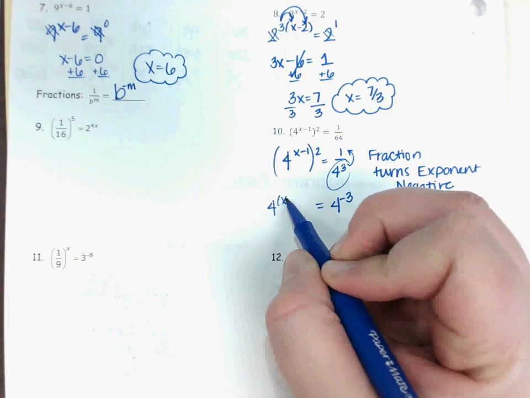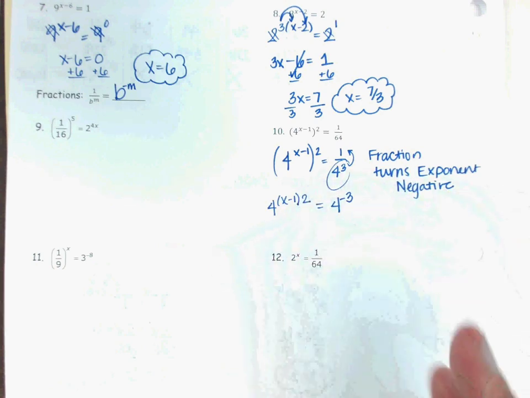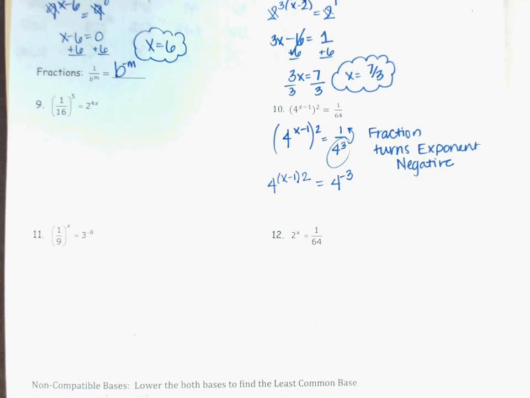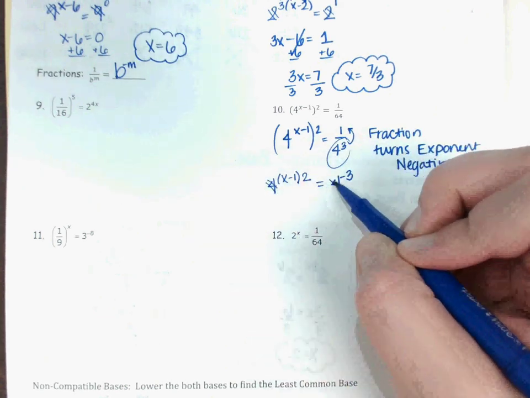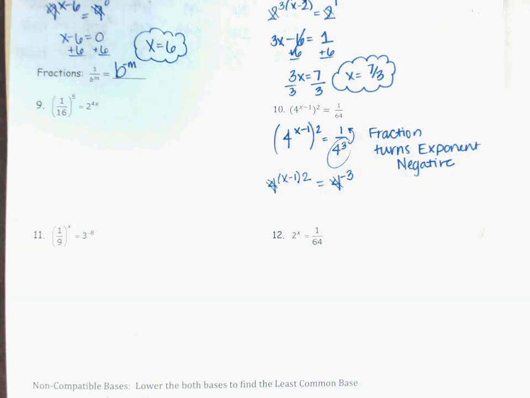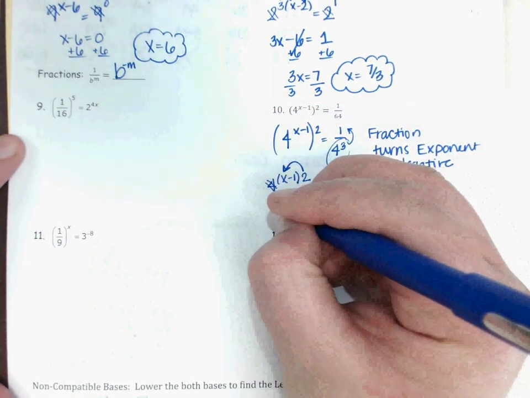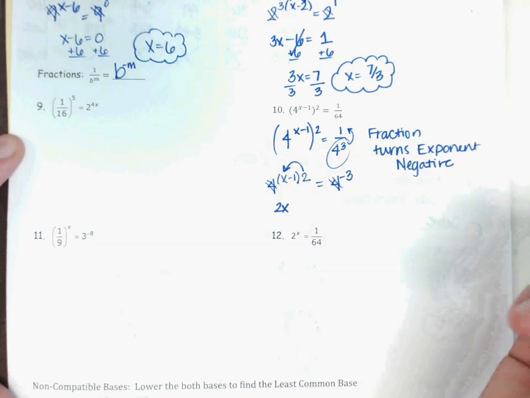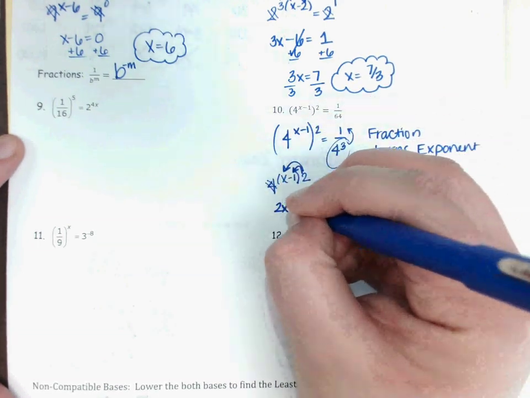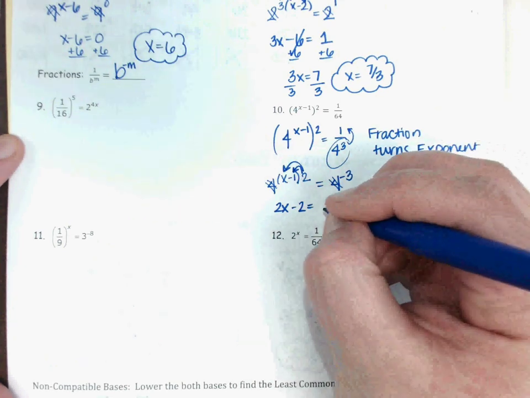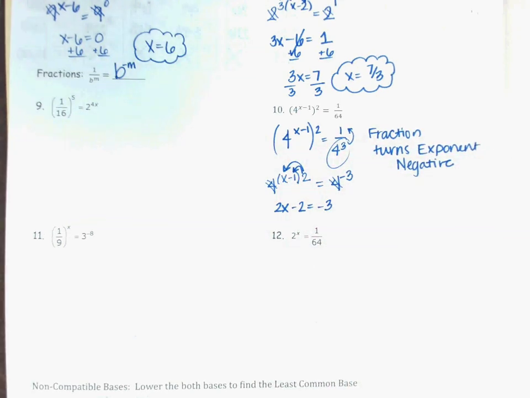X minus 1 sticks together, and then a 2 to the side. Now that they're both base 4's, I don't have any more fractions because I turned the exponent negative. I can cross the 4's out. And what do you guess we're going to do with this x minus 1 and the 2? We're going to put it down and distribute. So I'll have 2 times x is 2x. 2 times minus 1 is minus 2. And then on the other side, we still have our negative 3.